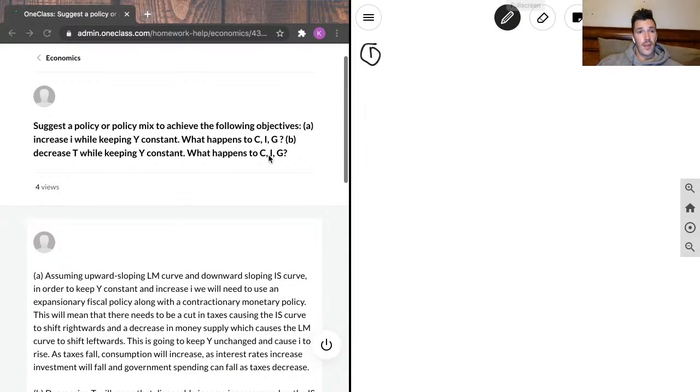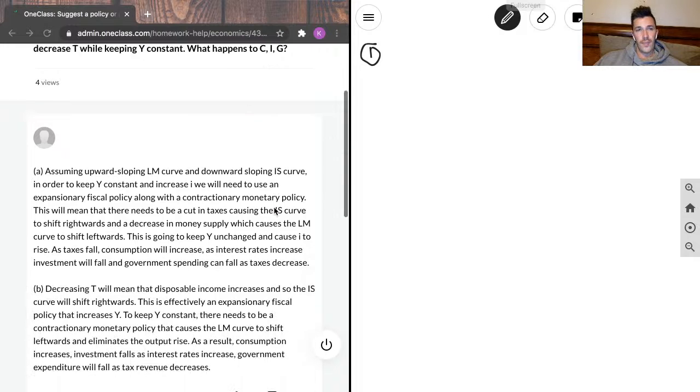Question 1. Suggest a policy or policy mix to achieve the following objectives. A, increase I while keeping Y constant. What happens to C, I, and G? And B, decrease T while keeping Y constant. What happens to C, I, and G?